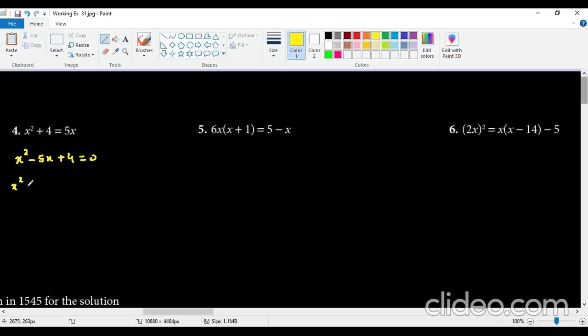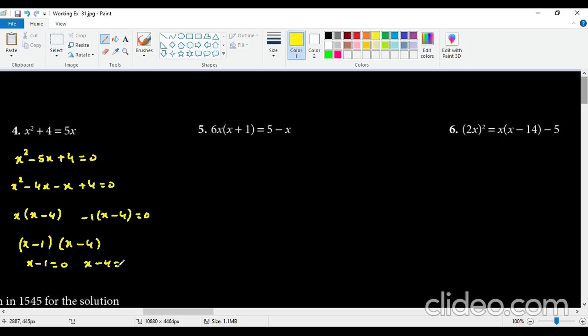x squared minus 4x plus x, sorry, minus x actually. Minus x is going to give us a minus 5x, and plus 4 will be kept as it is, no change. So x is common in both of them, and x minus 4 in the bracket. Copy down x minus 4 as it is without a change, and minus 1. So x minus 1 and x minus 4 are going to be two answers. x minus 1 equals 0, and x minus 4 also equals 0. That means x will be equal to 1 and x equals plus 4. These two are the possible answers for this question.